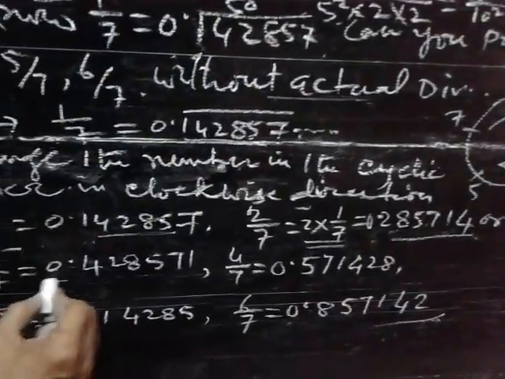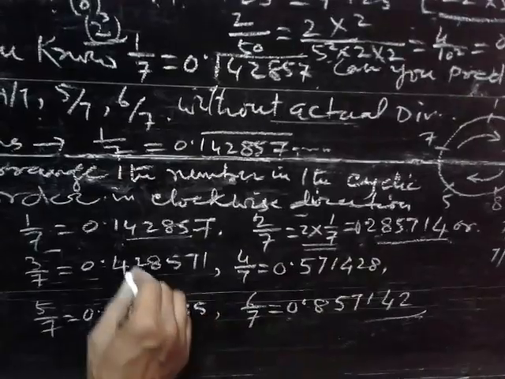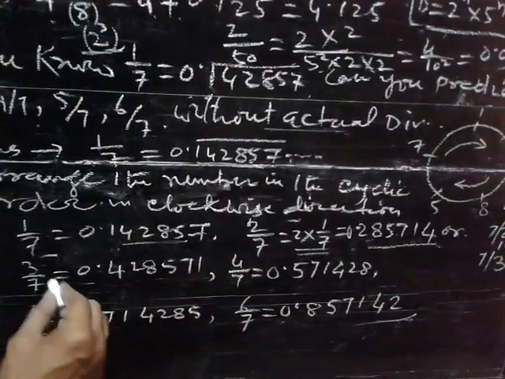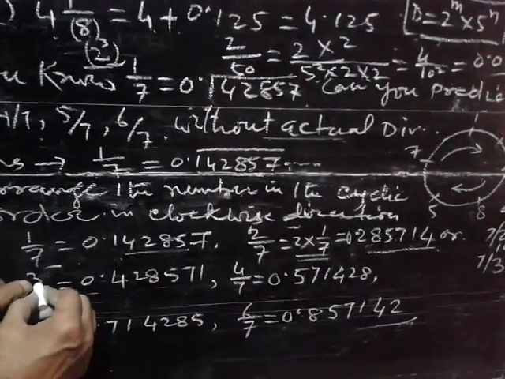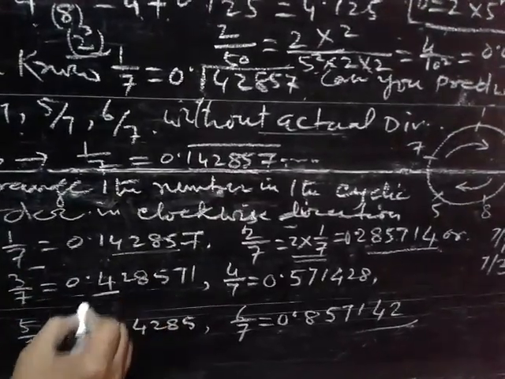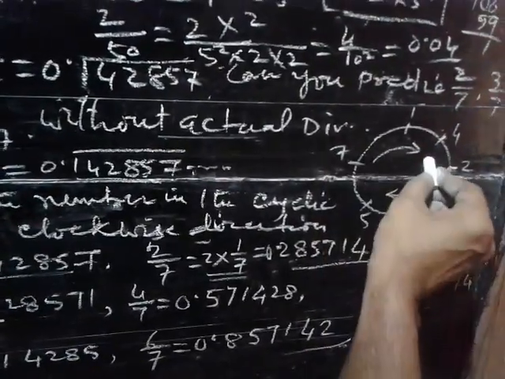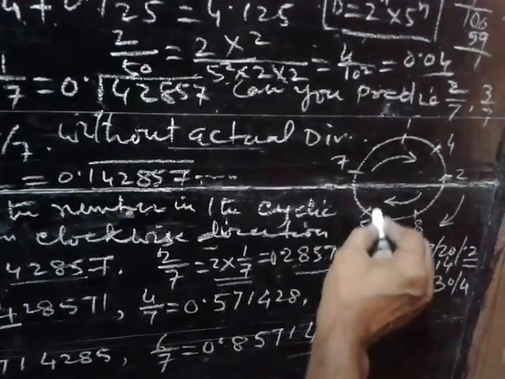In this way, 3 by 7 is 3 into 1 by 7, you can find out by multiplying this number. But the smart way is 30 by 7, that is 0.4, starting from 4. Just take it starting from 4. That is 428571.